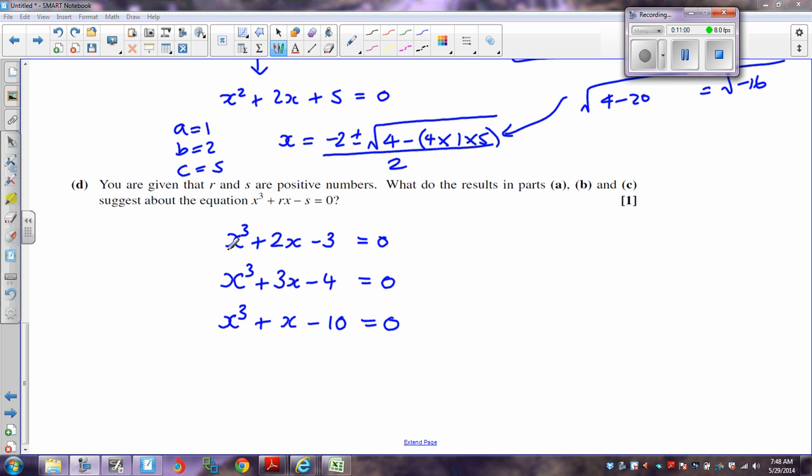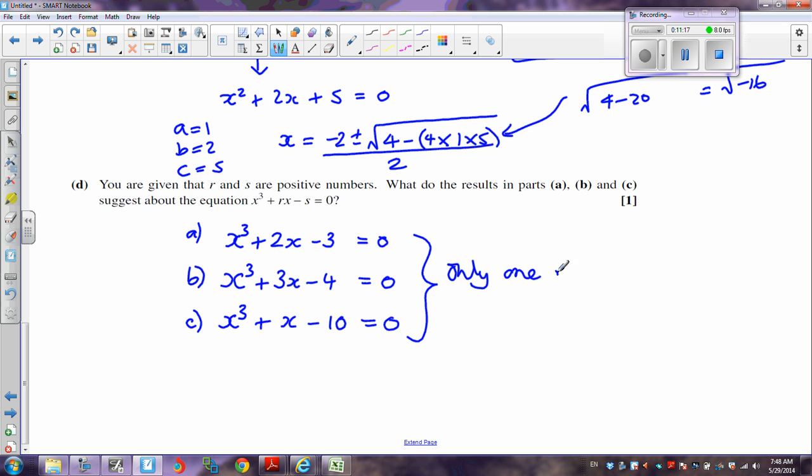Right, the last bit's only worth 1 mark. It's worth looking at the 3 equations in parts A, B, and C. This is the one for A, this is the one for B, this is the one for C. And in each case, using 3 different methods, we actually worked out that each of these equations has only one real root. Now, if we look at the general form of what they're asking us here, if you've got x cubed plus rx minus s, where r and s are positive, and you've got a minus sign here, which makes all of these negative, you will be talking about cubic equations of this form.